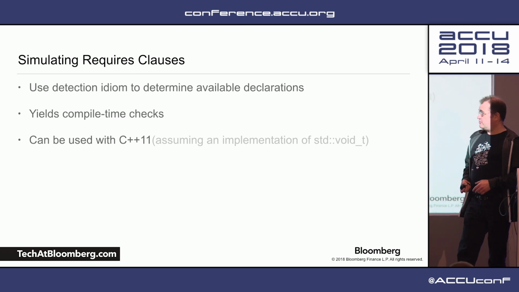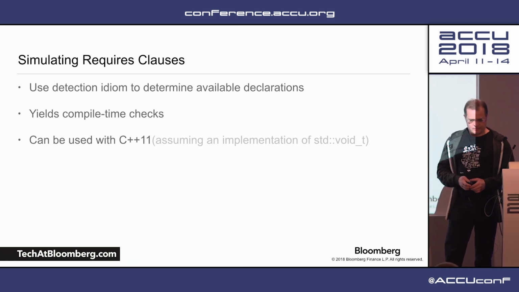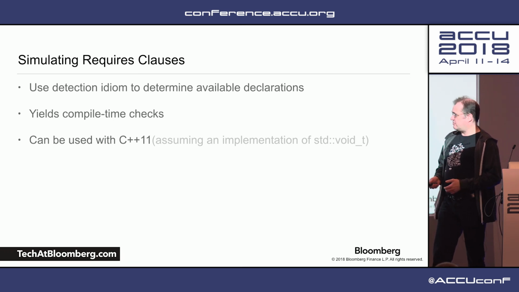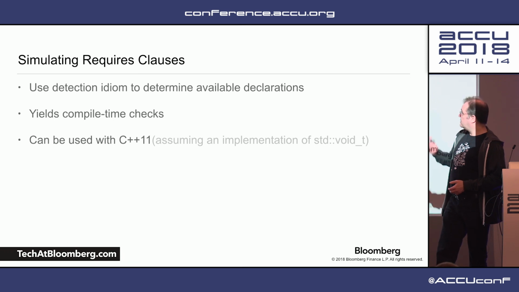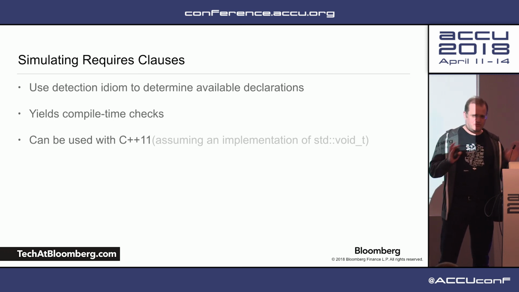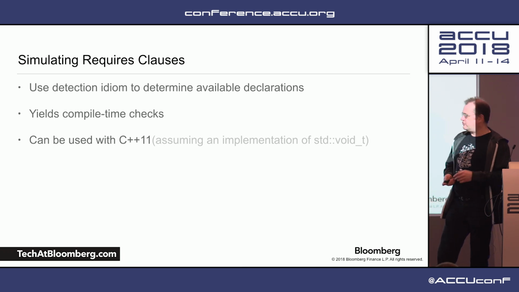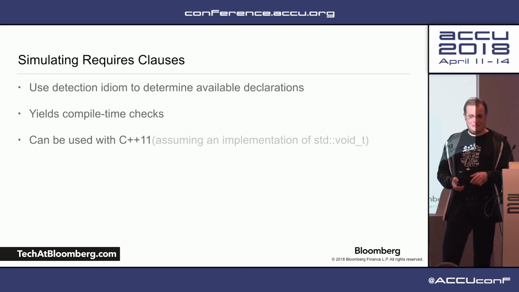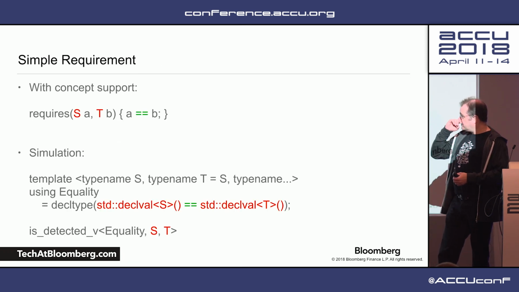With that, we can simulate most of the requires clauses quite easily. So the idea is basically detect whether the availability declaration exists. It yields compile time checks. It does work with C++11, except that you need an implementation of void T, but that is not that hard to do. So void T is actually in C++17. So somebody sneaked that in.